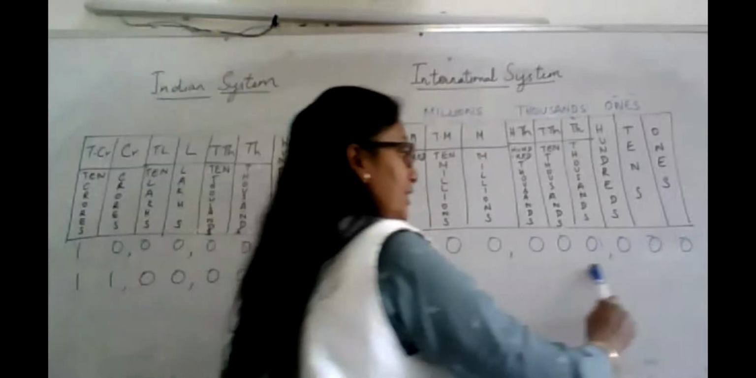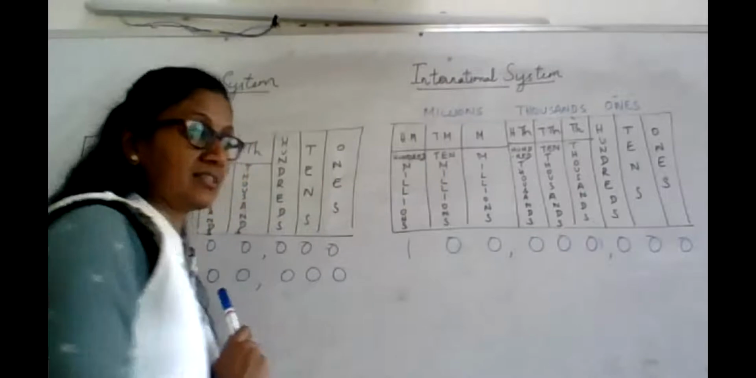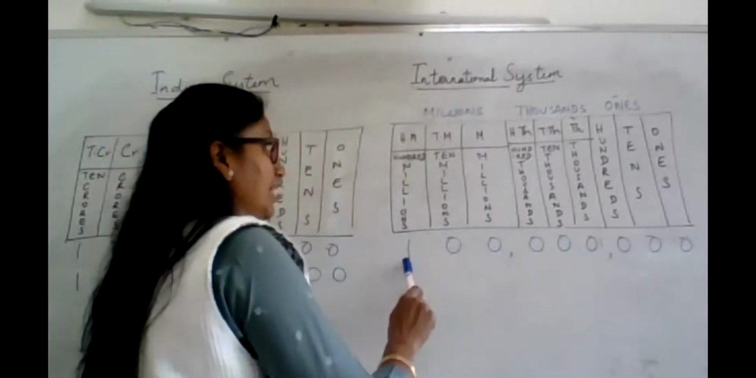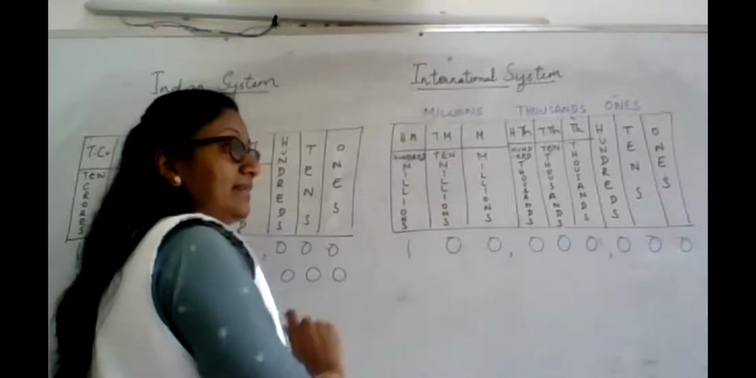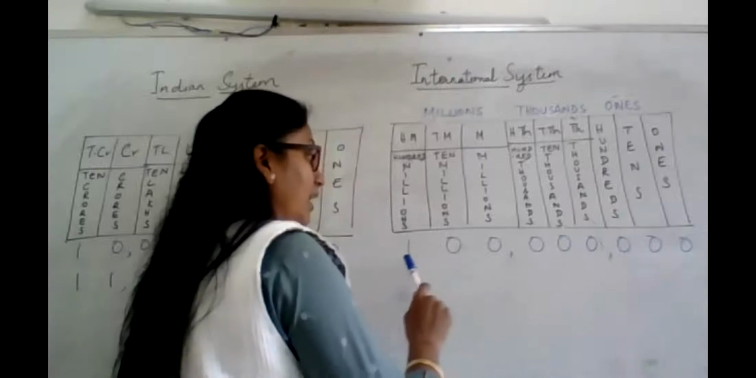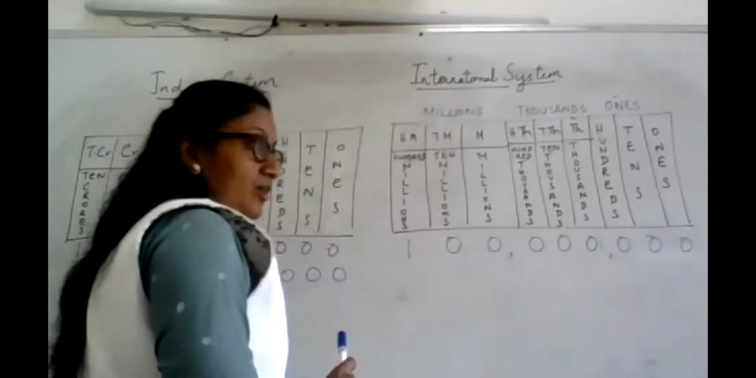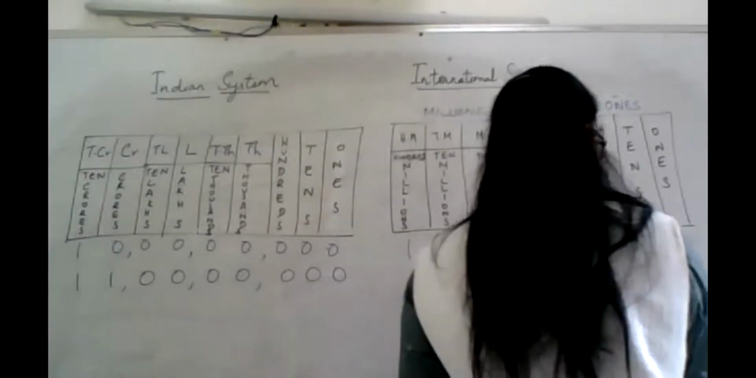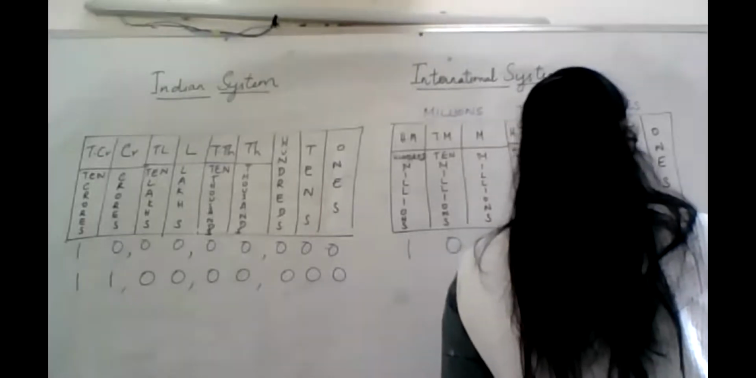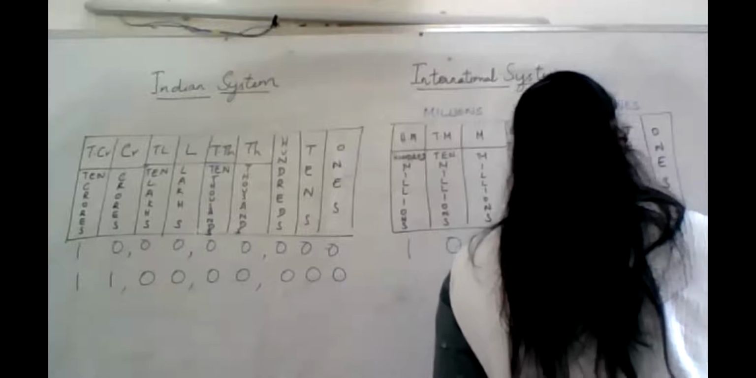Now when I want to read this number in the international system, how will I read this? In all other places it is 0. Only in the 100 million place I have the 1. So this number will be read as 100 millions. Alright. So you must be very careful when you write this in the international system.